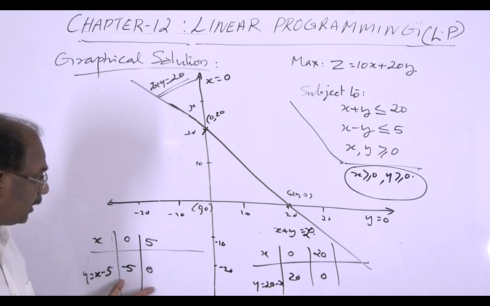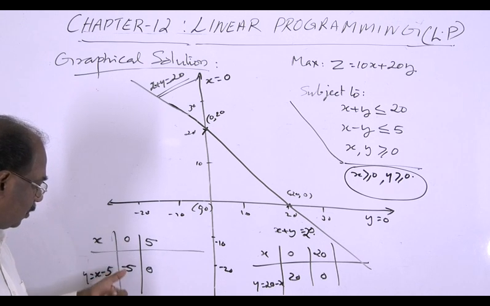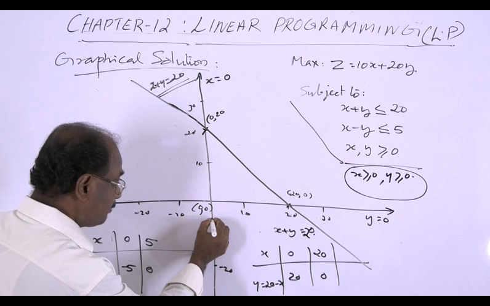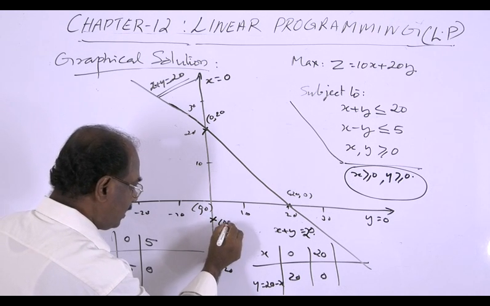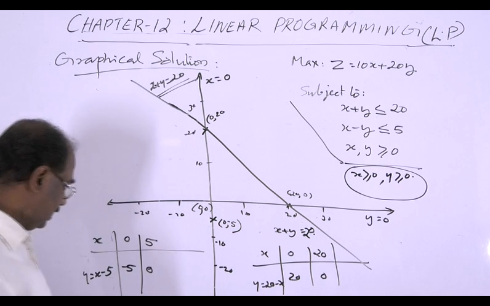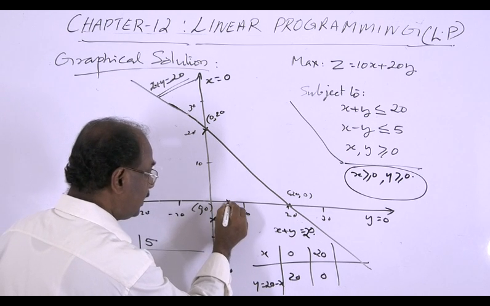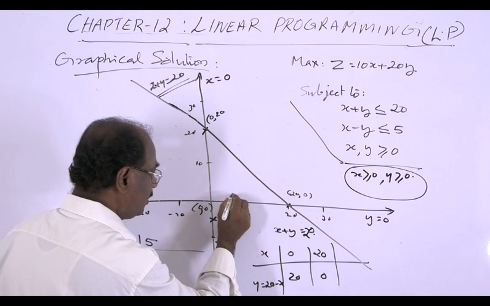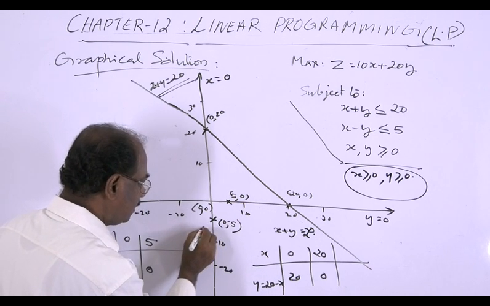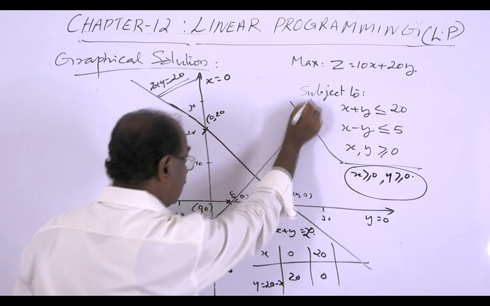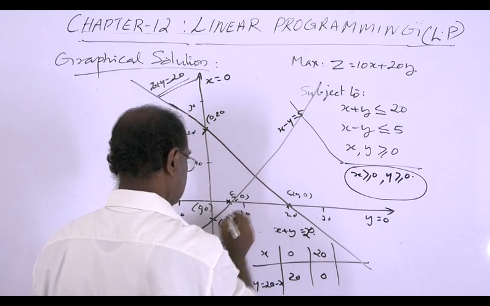So mark these points on the plane. So x is 0, y minus 5. So this is minus 5. Then x 5, y 0, this is the point. So join these 2 points. So this is x minus y equal to 5.